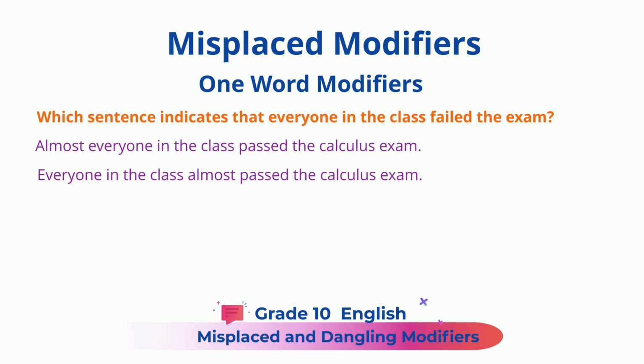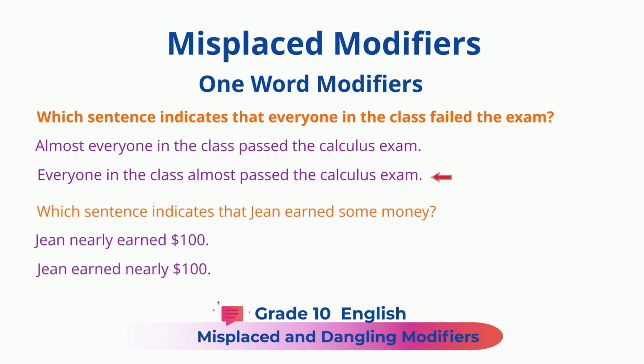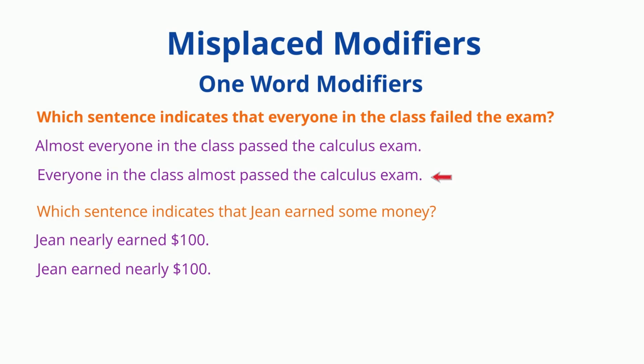Which sentence indicates that everyone in the class failed the exam? The second sentence indicates that everyone in the class failed the exam. Which sentence indicates that Jean earned some money? Again, the second sentence.